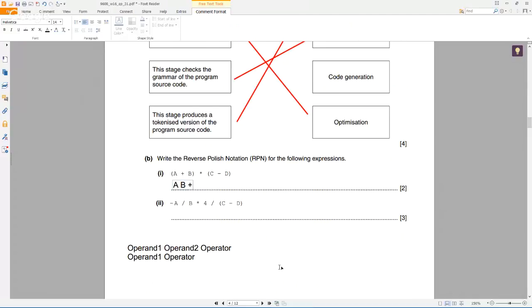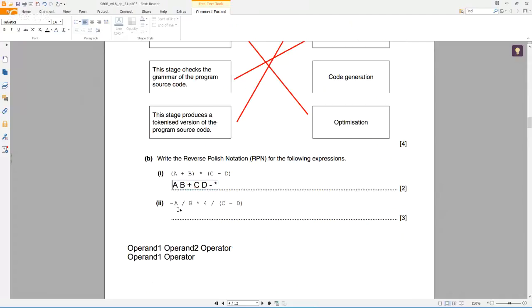Then the next step is c minus d, which is converted to c d minus, and then at the end you put the star, the other operator. If you think about it, it makes sense, because if you move from left to right, you first find the plus and do a plus b. Then you move right, find the minus, and do c minus d. Then you find the star, and you apply it to the two partial results.